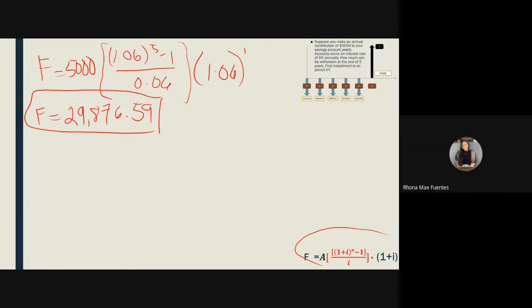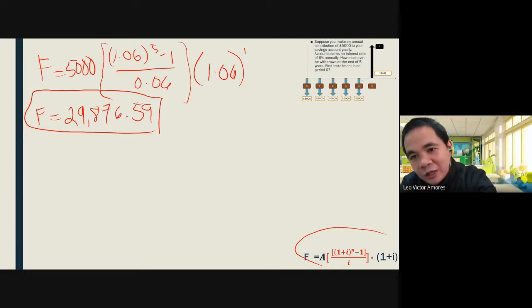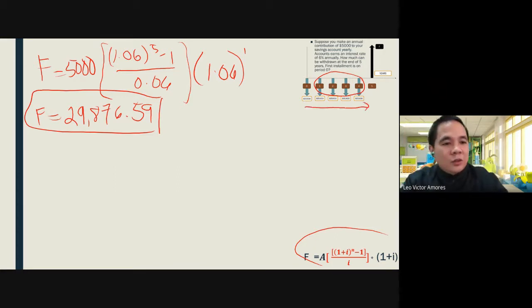Okay? Let's start at the end. So, the second one, sir. I will start here. We will compute the value at the end of year 1. If you look at F, the future payments, that is 5,000, for 1 to 4 years.